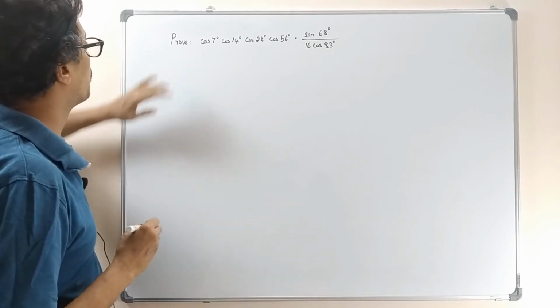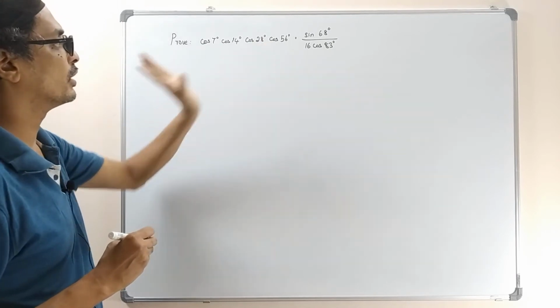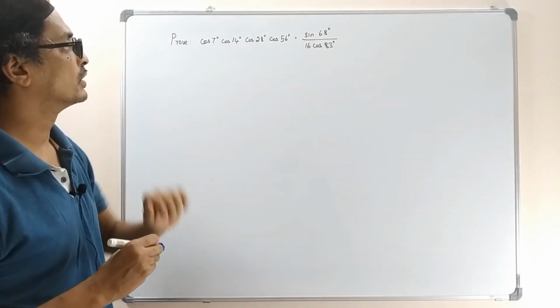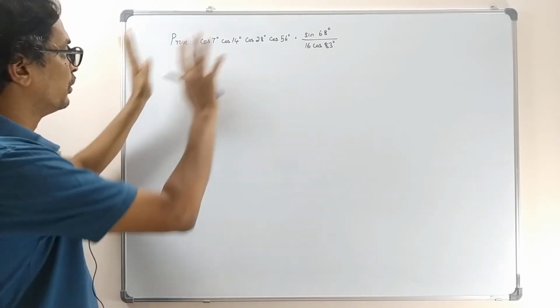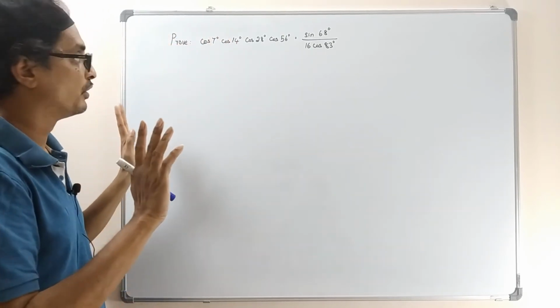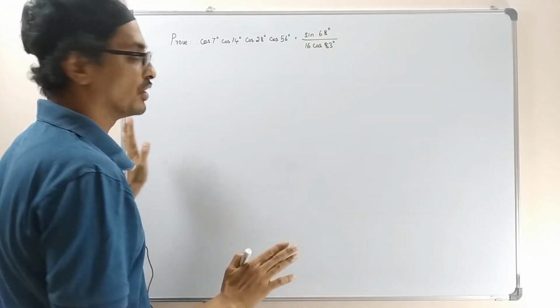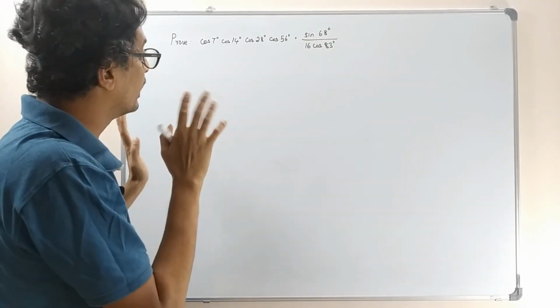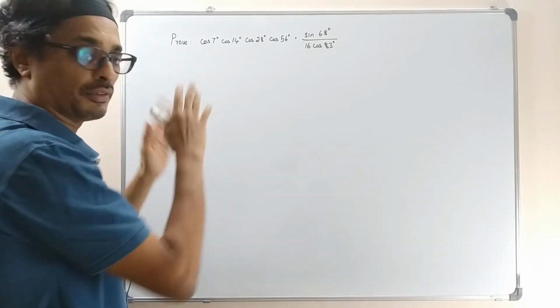So prove cos 7 degree, cos 14 degree, cos 28 degree, cos 56 degree equals sin 68 degree by... So this problem, when you look at it, it looks complicated, because you want to get something in the sine by cos and all, you won't get an idea how to go about it. So usually the way is some trial and error method you do.